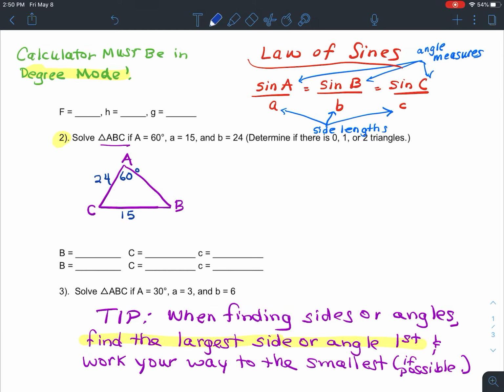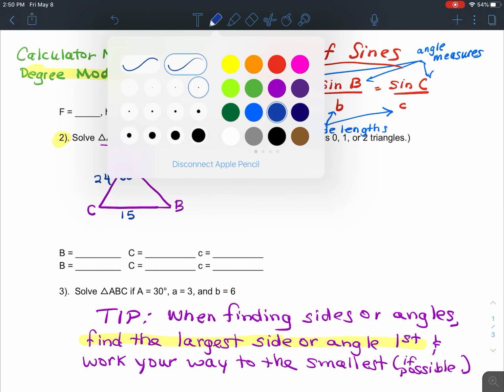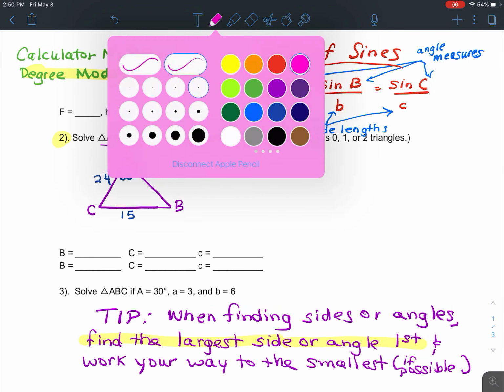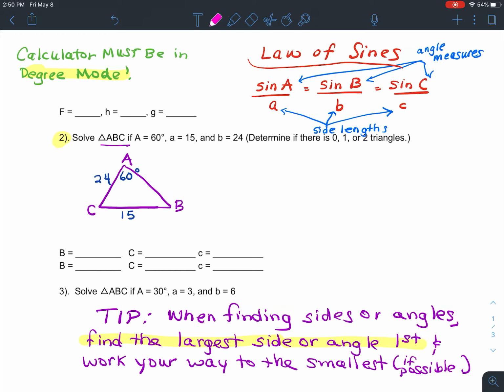When you watched the video, you probably heard Mrs. Pinion reference that you're looking for what she called a strong ratio. A strong ratio is when you know an angle and you also know the side opposite that angle. In this picture, we can see we know angle A is 60 degrees, so I'm going to put that in the numerator, sine of 60. Then we know side A is 15, so I'm going to put that in the denominator.